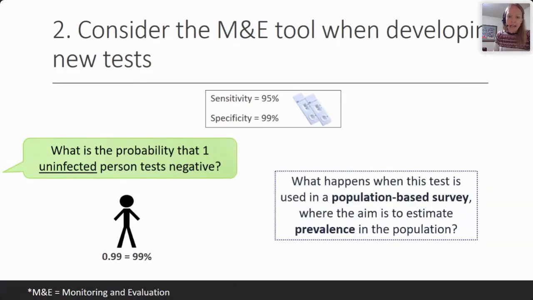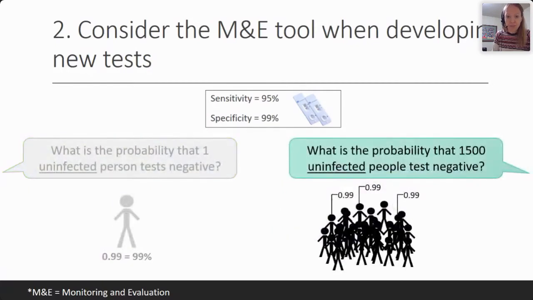But what we really care about for NTDs is what happens when we test a population. If we do a larger survey in order to estimate prevalence, how would this test impact our results? What is the probability that 1,500 uninfected people test negative? This is actually similar to the sample size that is used for a transmission assessment survey to stop mass drug administration for lymphatic filariasis.